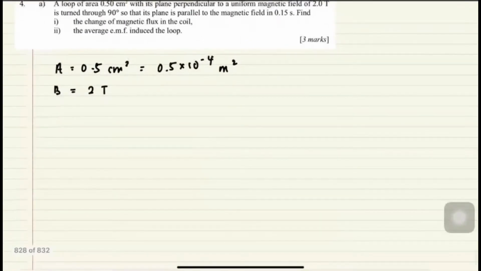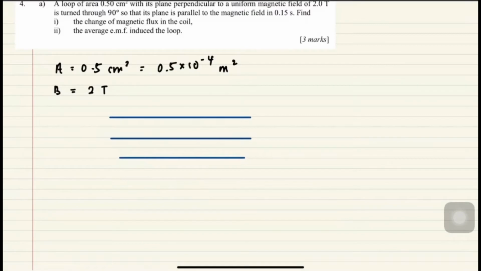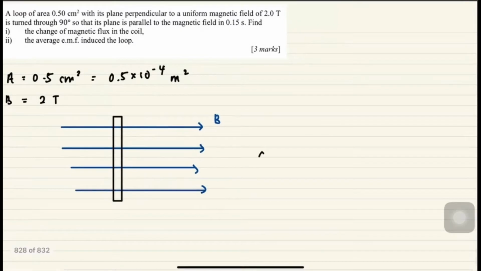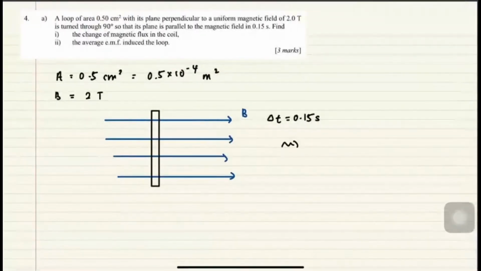So if I try to draw, so this kind of example you have to draw. So let's say I assume that magnetic field to the right. So you have a plane that is perpendicular to the uniform magnetic field. So initially the plane is the loop. The loop is perpendicular. Okay, and then after 0.5 second, dia jadi parallel.